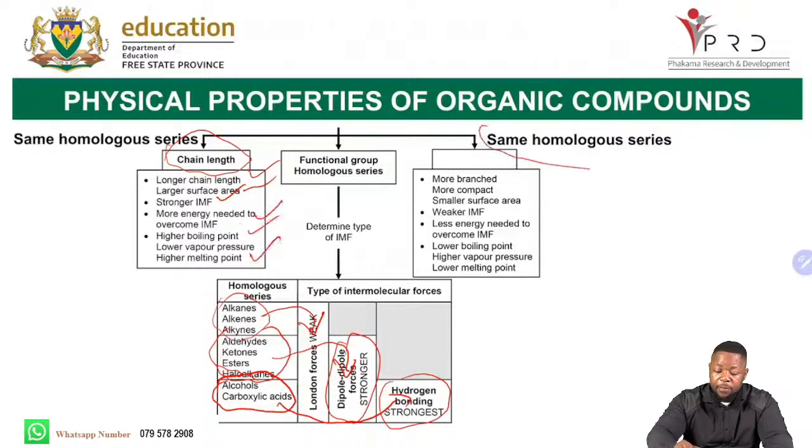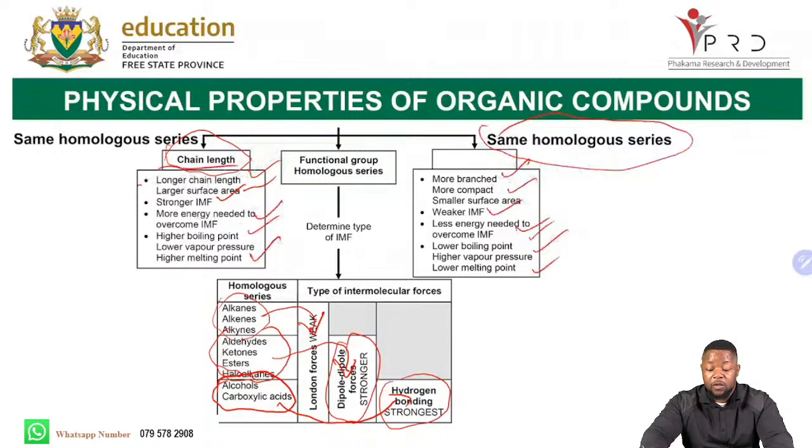Now, if the compounds are of the same homologous series, we check if it is branched or straight. We said a straight one has a longer chain length, larger surface area, stronger intermolecular forces, more energy needed to overcome the intermolecular forces, higher boiling point, lower vapor pressure, and higher melting point. If it is branched, then the surface area is smaller, the intermolecular forces are weaker, less energy is needed to overcome the intermolecular forces, the vapor pressure is going to be higher, the boiling point is going to be lower, and the melting point is also going to be lower.